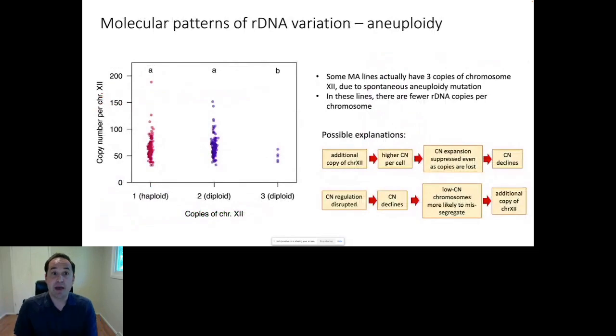We can look at some interesting patterns of molecular variation in copy number. I mentioned that we have some aneuploid strains, and that includes strains with an extra copy of chromosome 12. Those strains have significantly lower copy number per chromosome. The most likely explanation, I think, is that with an additional copy that appears through an aneuploidy event, there's a higher copy number per cell, and so copy number expansion is suppressed, copies continue to be lost, and you wind up with fewer copies per chromosome. But we can't reject the alternative causality here.